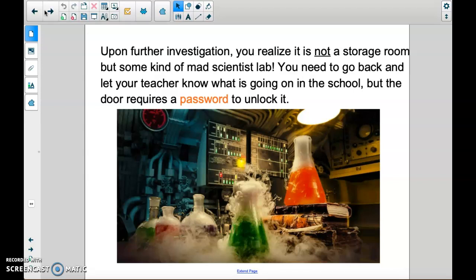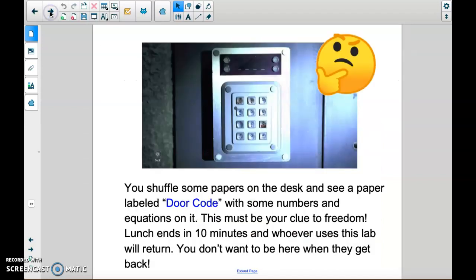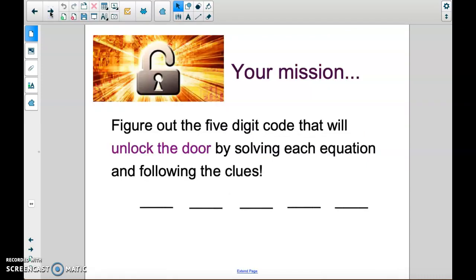You need to go back and let your teacher know what is going on in the school, but the door requires a password to unlock it. You shuffle some papers on the desk and see a paper labeled door code with some numbers and equations on it. This must be your clue to freedom. Lunch ends in 10 minutes, and whoever uses this lab will return. You do not want to be here when they get back. So, your mission: figure out the 5-digit code that will unlock the door by solving each equation and following the clues.